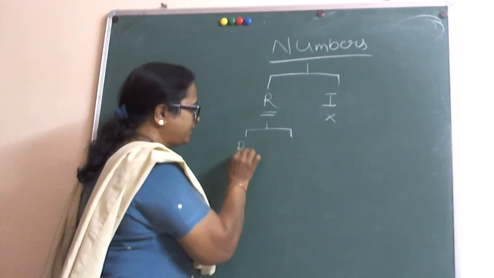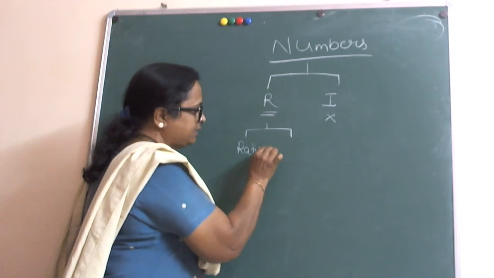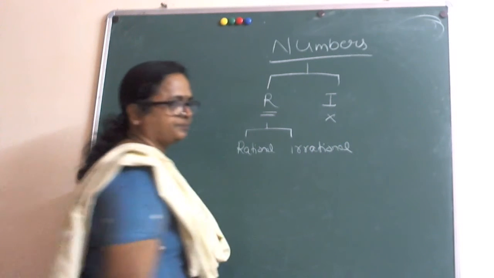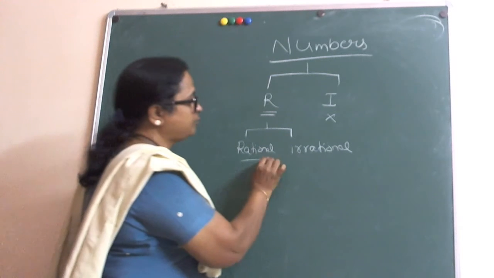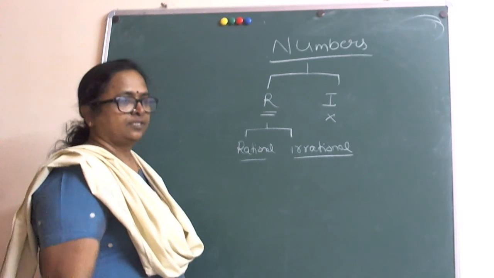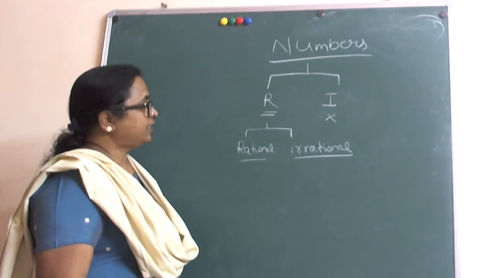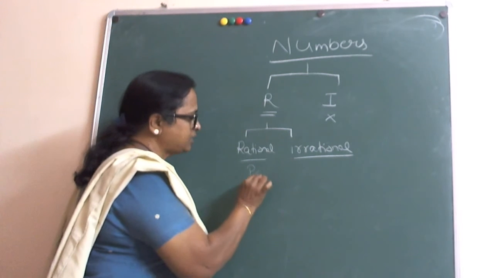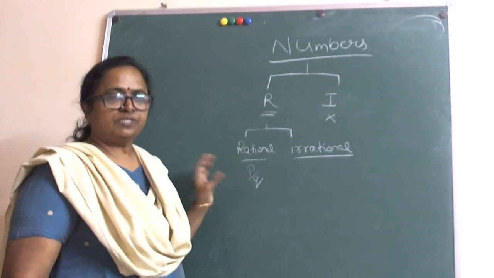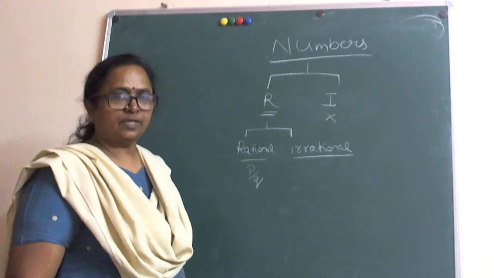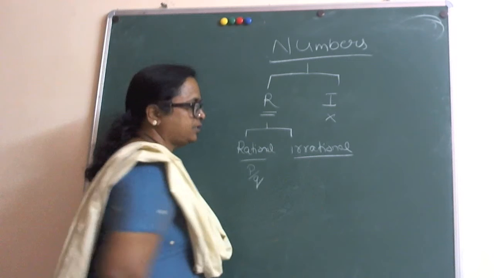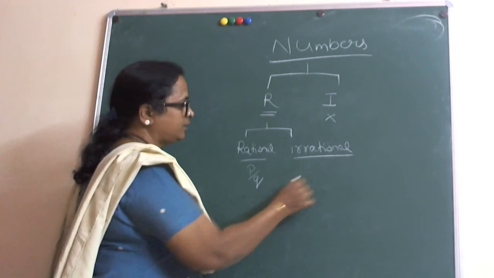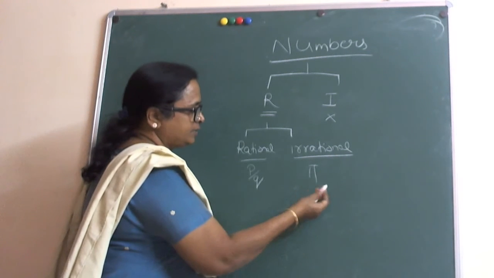This real number is again classified as rational and irrational. So what is the difference between rational and irrational? Why do you differentiate the numbers as rational and irrational? Rational numbers are normally in P by Q form. The one which can be expressed, counted or measured is called rational number. The number which cannot be expressed or counted, or you cannot have the proper value, is called irrational number. The best example we can say is pi, or root 2.